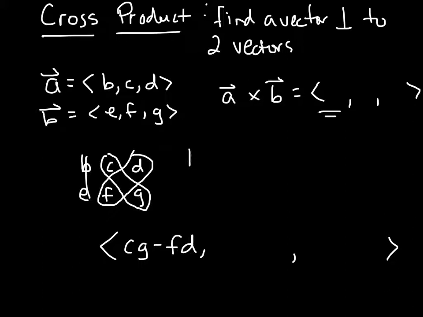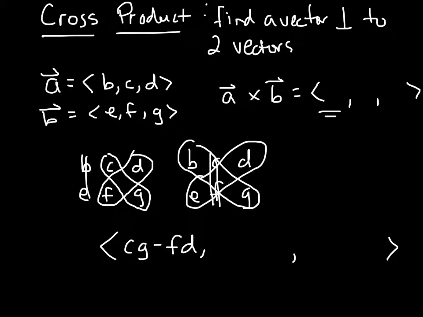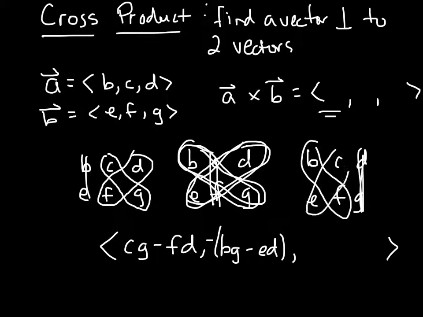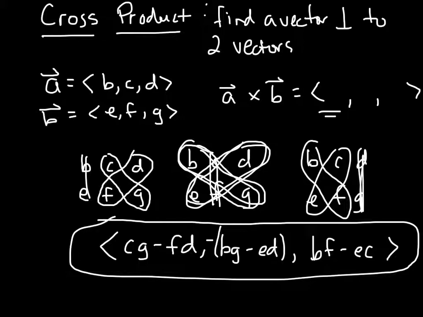To find the second term, I'll rewrite this. We'll cross out the middle column, and so we'd go BG minus ED. The odd thing about this is the middle term is actually negative, so you can multiply diagonally like we did on the first one, just make sure the middle term is the opposite of what you did. Then I'll rewrite B, C, D, E, F, G, and we cross out the third column when we're finding the third term, and so it'd be BF minus EC. And so this is your cross product equation.